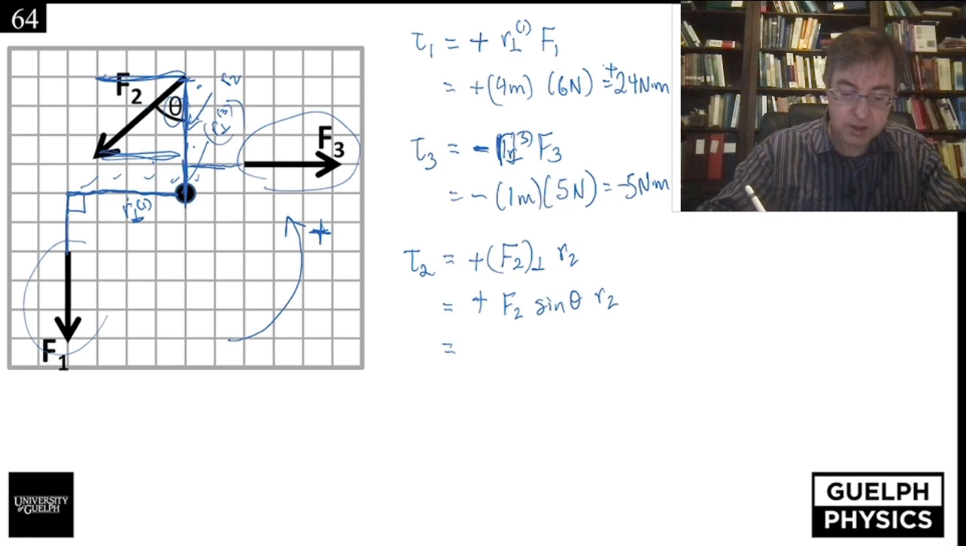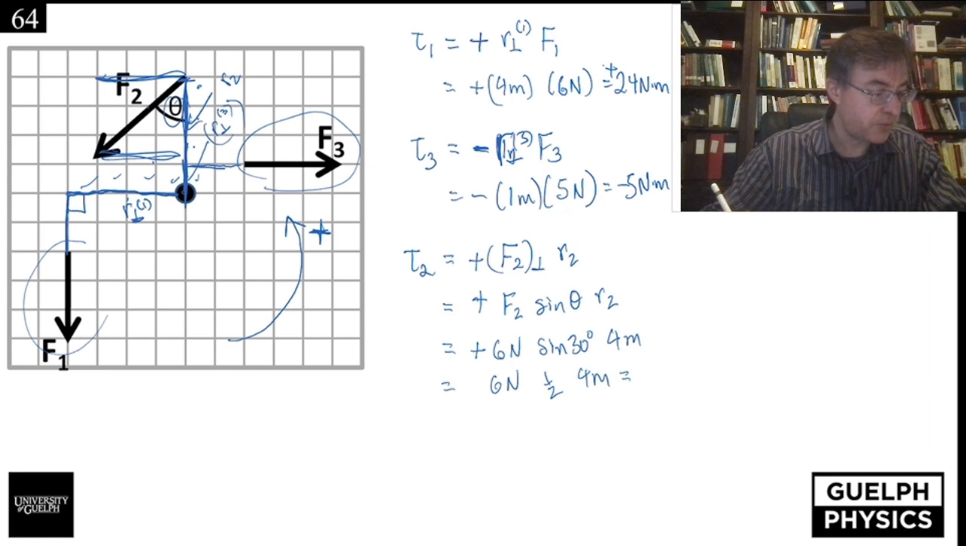And so I can plug in the numbers there. I get plus F2 is 4 newtons, sine theta is sine 30 degrees, and R2 is, as I said, 4 meters. Sine 30 degrees is a half, so I get 4 newtons times 1/2 times 4 meters. Sorry, F2 is 4 newtons. So I get 8 newton meters with a plus.